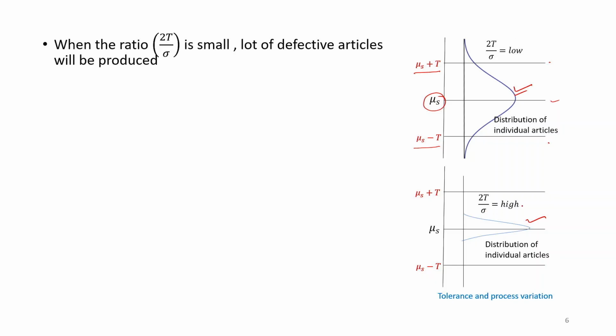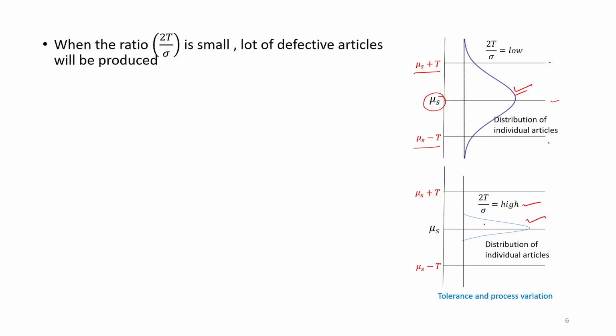Therefore, in this case, 2T by sigma will be very, very high. Narrow basically means sigma value is low. That means variability is less, standard deviation is less, but the value of T is fixed. If the standard deviation is less, this ratio T by sigma is going to be very, very high.